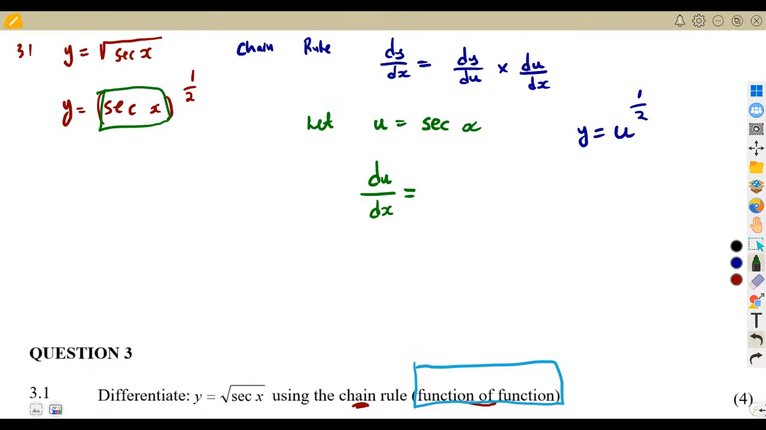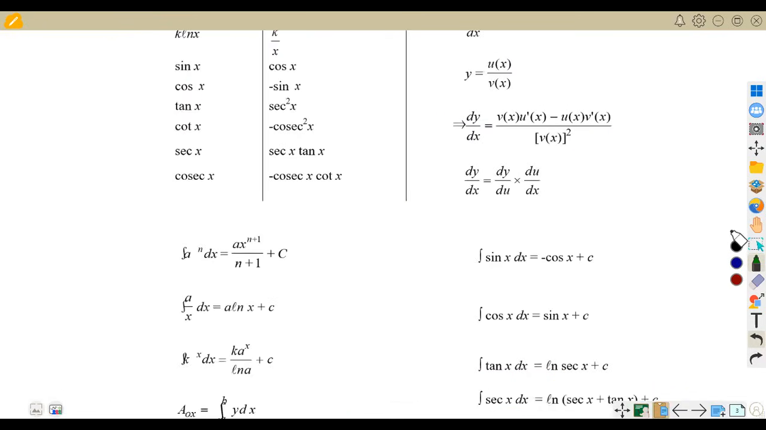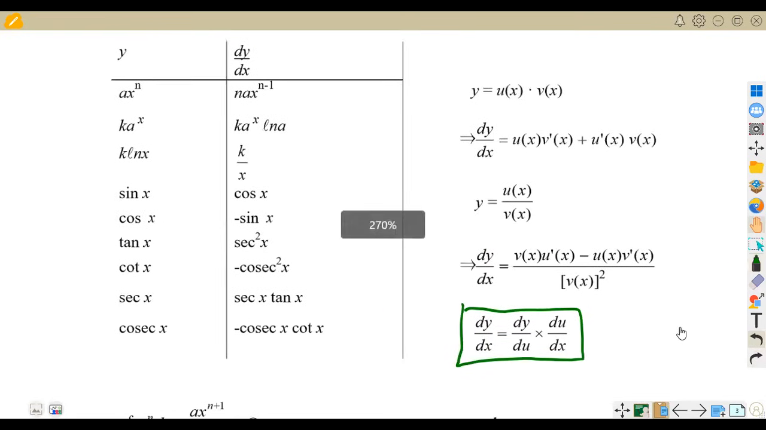Just for the benefit of us also knowing how to apply our formula sheet. Like I said before, the chain rule or function of a function formula you are given. And also you have got the formula for the product rule you are given, and also the quotient rule you are given. These are the only ones that you are having.